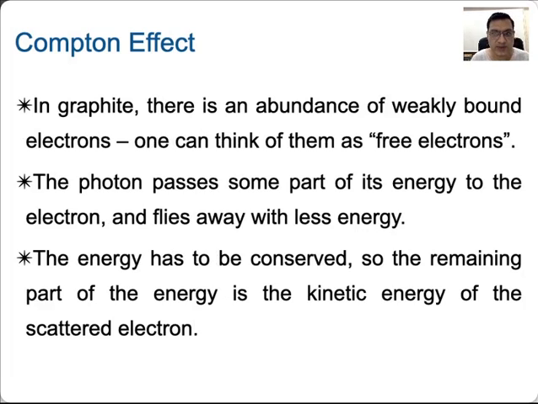In graphite there is an abundance of weakly bound electrons, so it is safe to assume that these weakly bound electrons are equivalent to free electrons. When the photon interacts with the free electrons of graphite, it exchanges some energy, and after the interaction the X-ray flies away from the graphite with less energy. So the energy is reduced once the X-ray is scattered and reaches the detector.